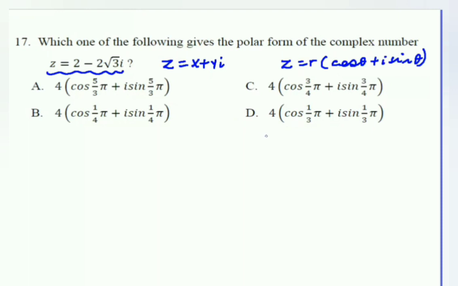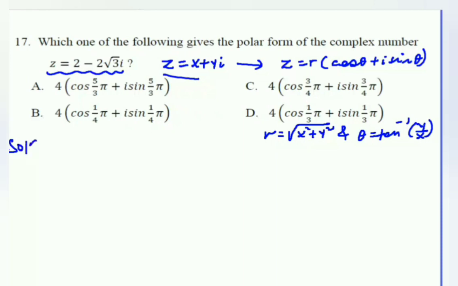Here r is calculated as the square root of x squared plus y squared, and theta is tan inverse of y over x. This is how we convert the Cartesian form into polar form. We need to know the relation between r, theta, x, and y. In the given complex number, the value of x is 2 and the value of y is minus 2 radical 3.